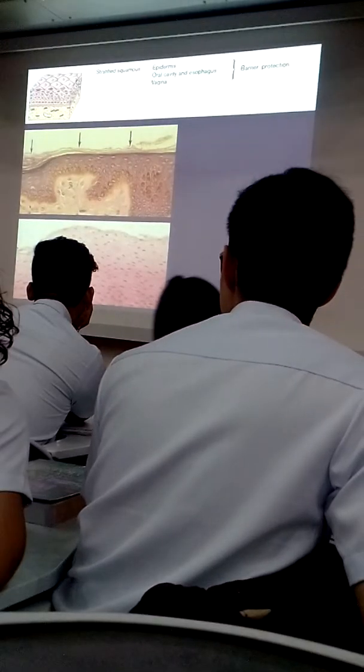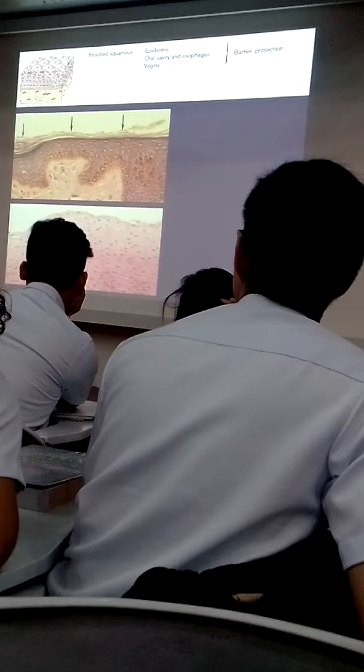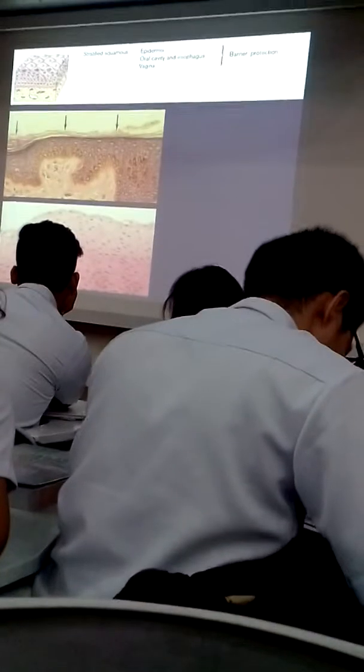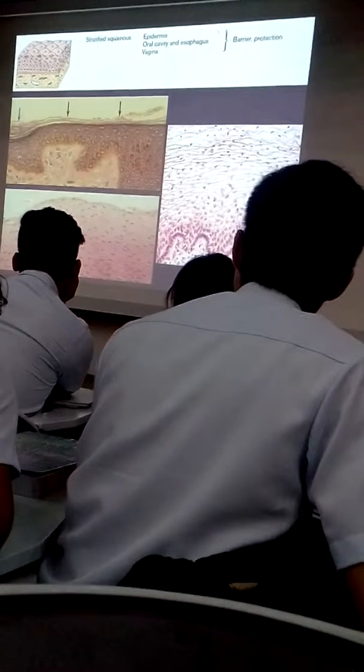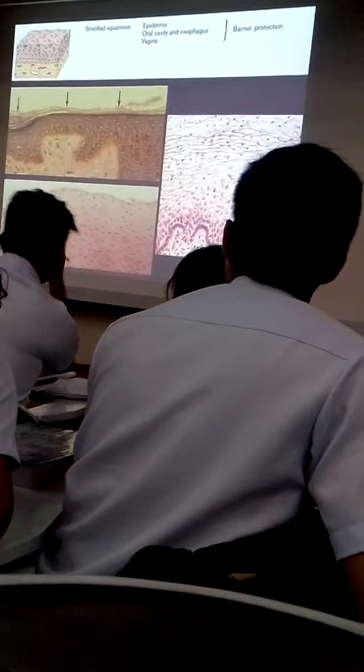This is another example of stratified squamous. This is found in the esophagus. A difference from that of the skin is the lack of keratinization. So this is non-keratinized stratified squamous epithelium. And then another example is that of the vagina. So it's still stratified squamous.